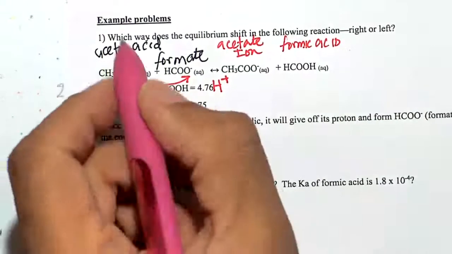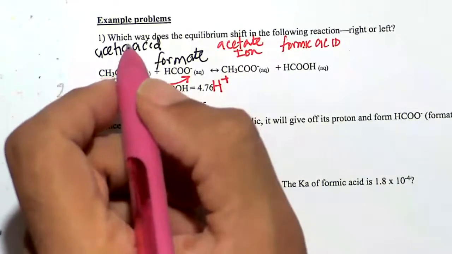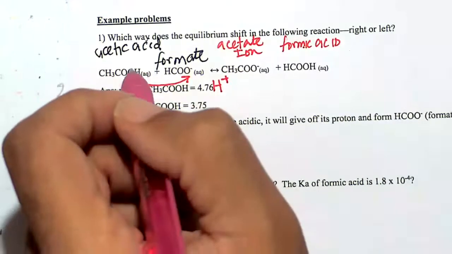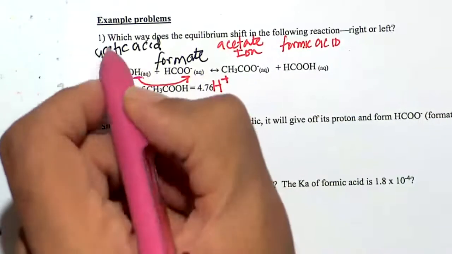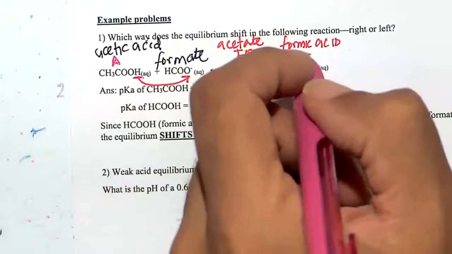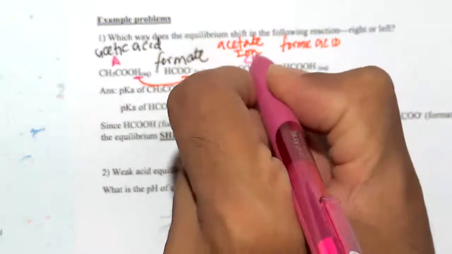Right, so anything with an H, usually dissociable H, by dissociable it means it can come off. So that is an acid, and an acid will give off H plus. So this is going to be the acid. When it gives off the H plus, it becomes the conjugate base. So acetate is the conjugate base.